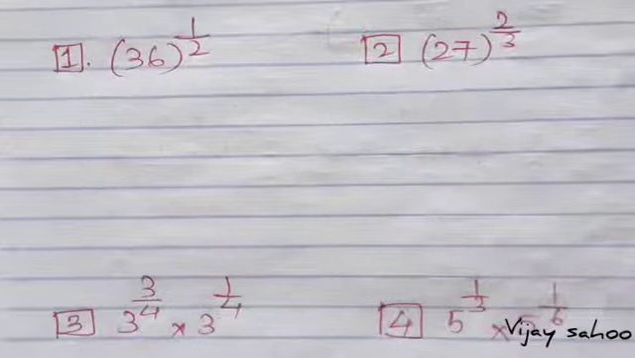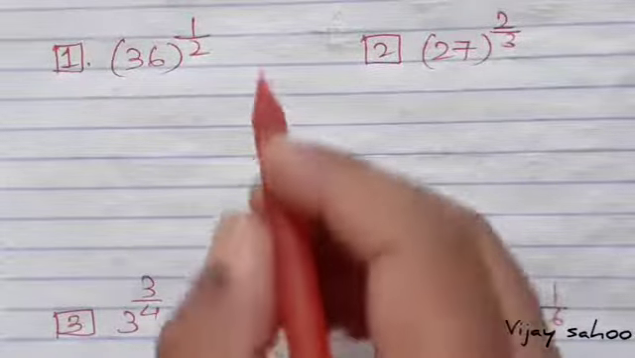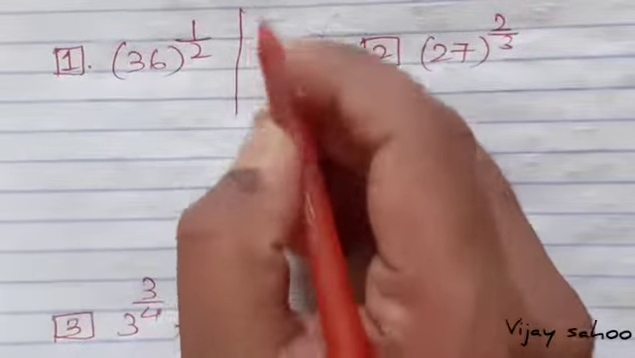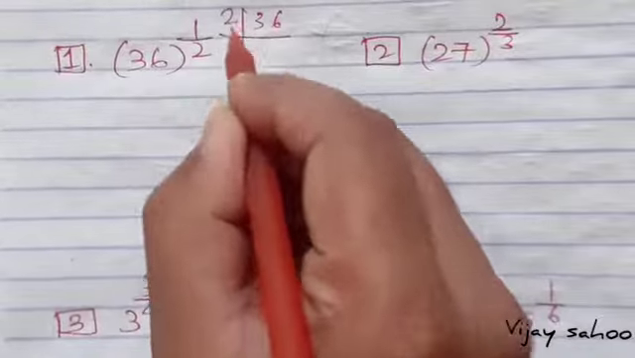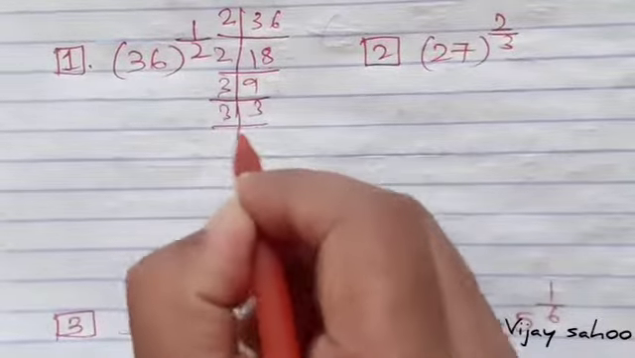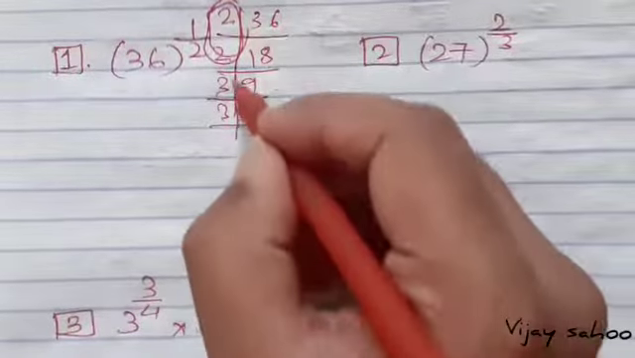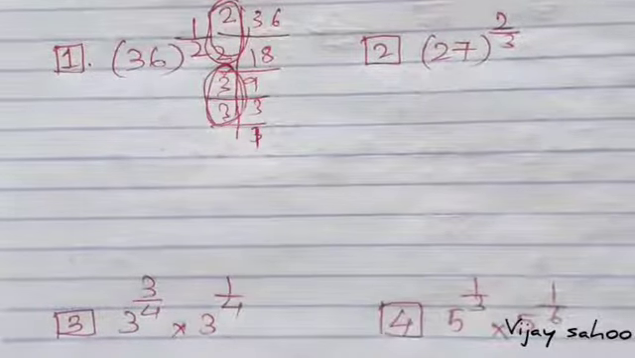Okay, first question, that is 36 power 1 upon 2. Whenever you see this type of question, look at the number inside the bracket, which is 36. Always try to write down its prime factorization. So the prime factorization of 36: 36 divided by 2 is 18, 2 is 9, 3 is 3, and 3 is 1. So how many 2's are there? There are two 2's. How many 3's are there? 3 squared.